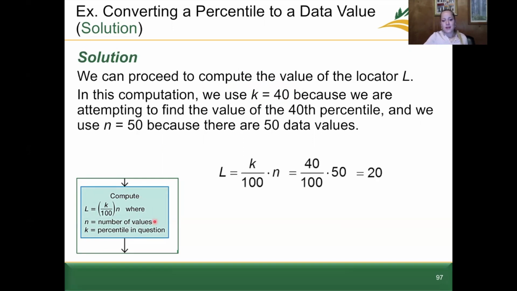Now, plugging in these variables, we have capital L, the locator, is equal to k over 100 times n, where k is the percentile in question, so we plug in 40. We divide this by 100, that's part of the equation, and multiply it by n, the number of data values, where the number of data values is 50 in our case. Then here we know L, the locator, is equal to 20.